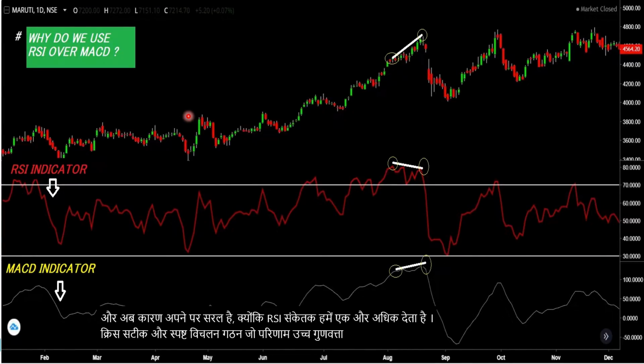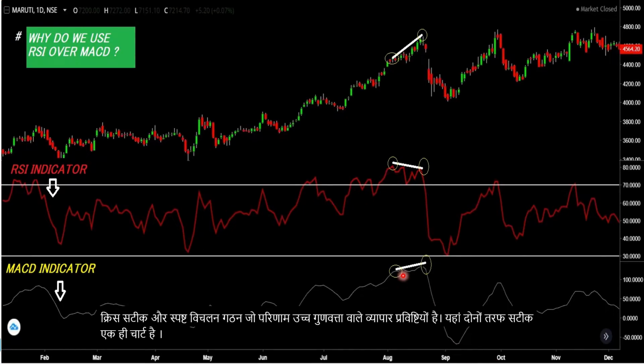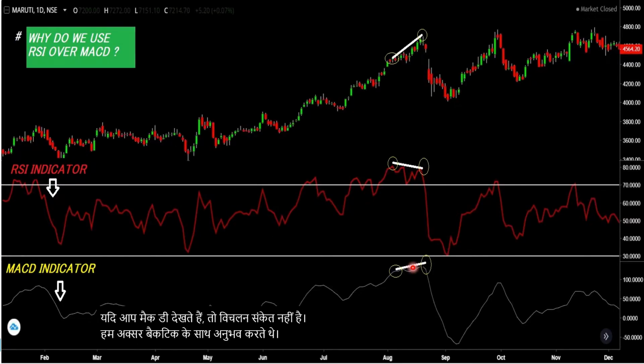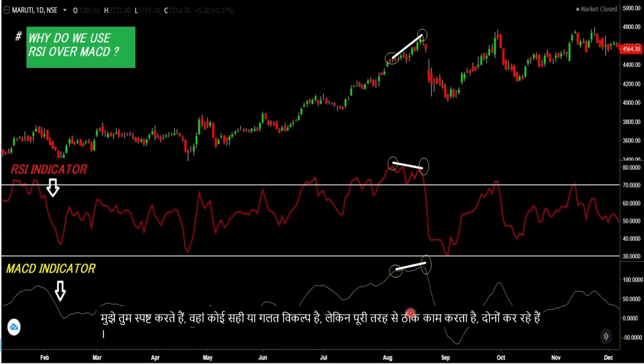Here is the exact same chart on both sides. On the bottom, you can see the MACD indicator applied, and in the middle you can see the RSI indicator applied. On the RSI here, it gives a very clear divergence formation. But now, if you look at MACD, there is no divergence signal, and this is the issue we often experienced with the MACD, which is a lack of high quality divergence signals.